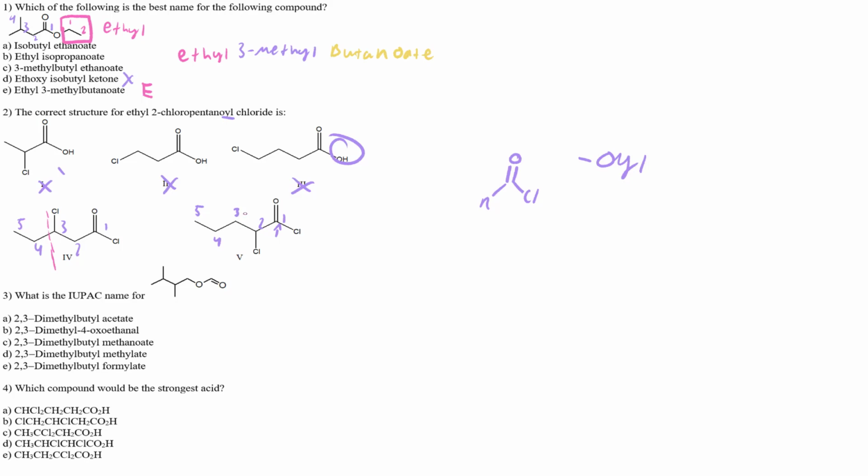let's pretend that only these 3 exist. So now we have methyl, ethyl, propyl. So using this kind of weird method, we can pretend that this number 2 is ethyl. So we have ethyl, 2, chloro, pentanoyl.